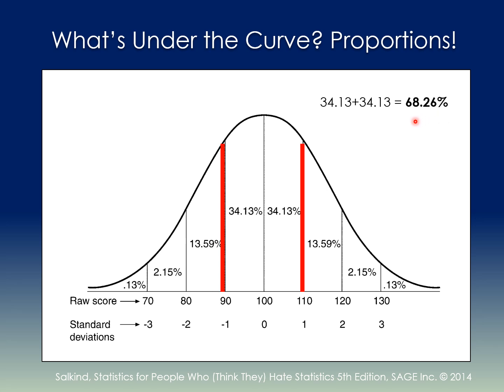What does this tell us about populations in general? It tells us that the bulk of all scores, close to 70% of all scores, fall between -1 and +1 standard deviations about the mean.